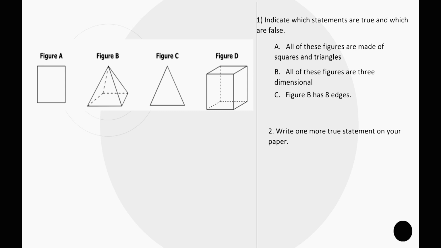Figure B has 5 edges. True or false? That is false. Figure B is a triangular prism. It has 8 edges. Nope, it's not. It's a square pyramid.